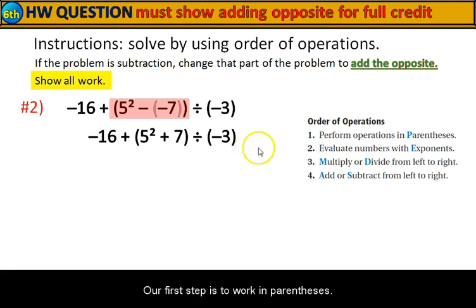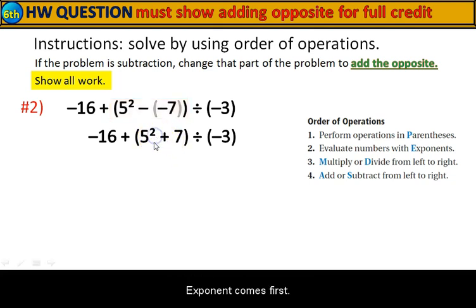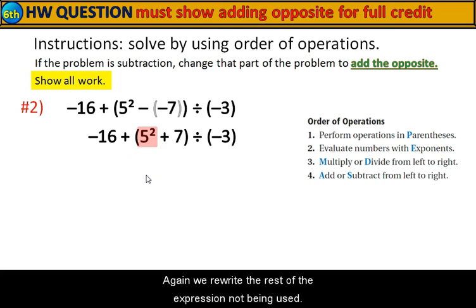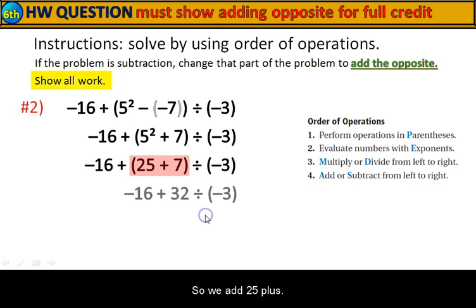Our first step is to work in parentheses. And inside these parentheses, we have exponents and addition. Exponent comes first. Now 5 to the power of 2 is not 5 times 2 to get 10. It's 5 times 5, which gives us 25. Again, we rewrite the rest of the expression not being used. Next in parentheses is addition. So we add 25 plus 7 and get 32.